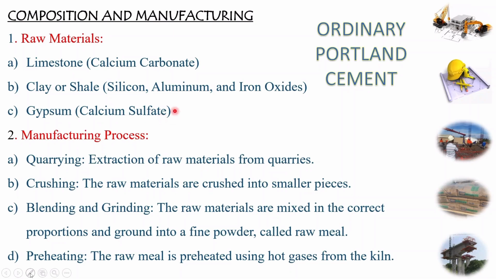Then in the manufacturing process, the first step is quarrying, which means extraction of raw materials from quarries. Then we have crushing. The extracted raw materials from quarries are crushed into smaller pieces. Then we have blending and grinding. The raw materials are now mixed in correct proportion and ground into a fine powder, which is called raw meal. Then we have preheating. The raw meal is preheated using hot gases from the kiln.